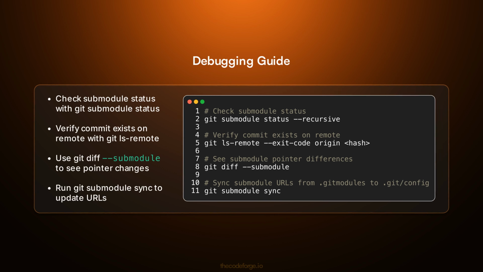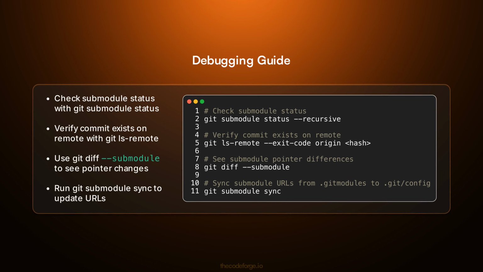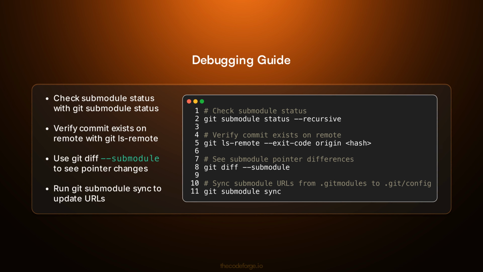Here are the first response commands for debugging submodule issues. Use git submodule status to see the state, git ls-remote to verify commits exist, git diff --submodule to see pointer changes, and git submodule sync to update URLs.